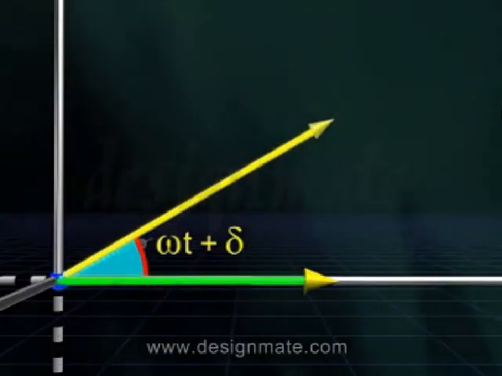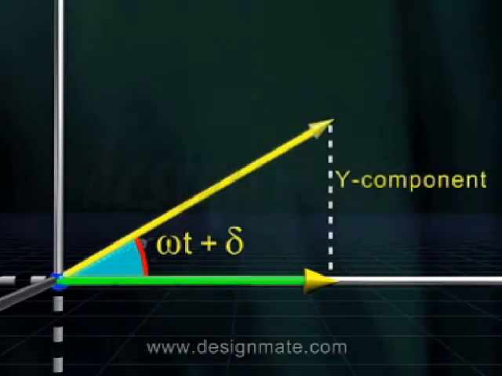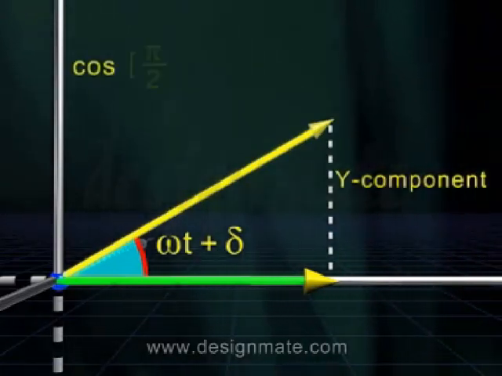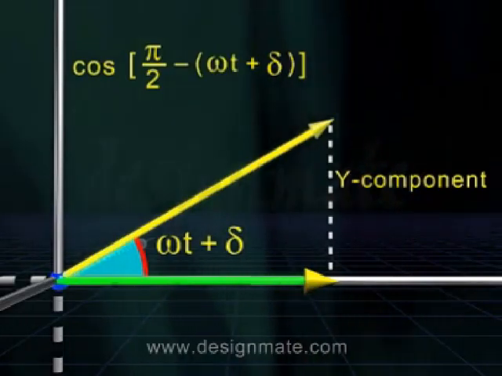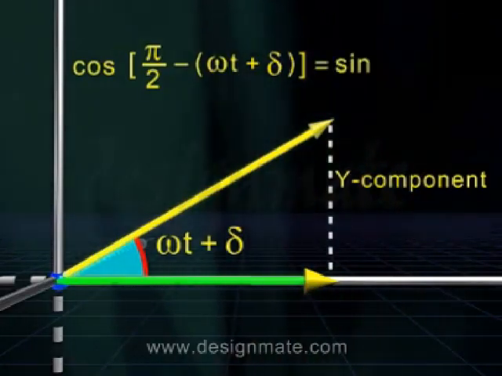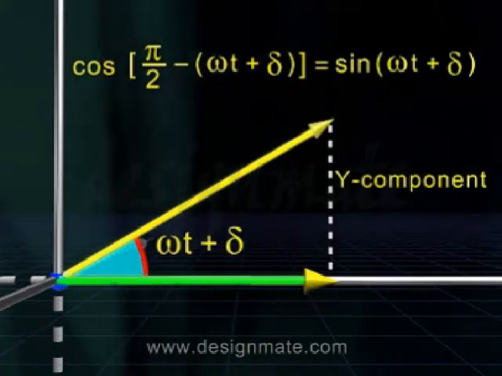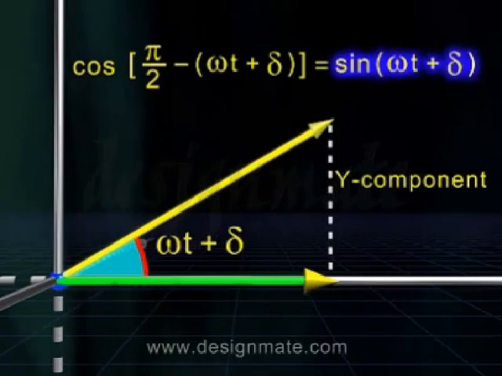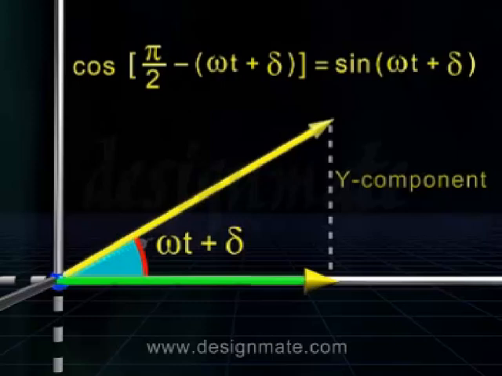The other advantage of the above method is that by taking the y component, that is cos(pi by 2 minus (omega t plus delta)), which is equal to sin(omega t plus delta), the sine function is obtained. Hence, we can deal with the sine function by considering the y component of the vector.